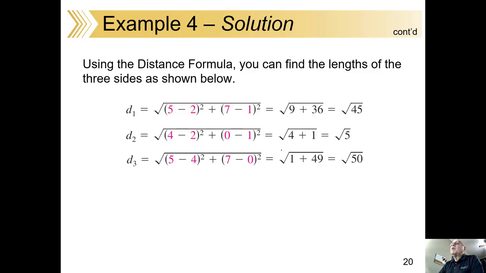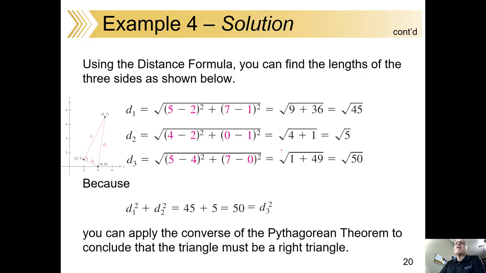So you can set up your equation. D1 squared, one leg squared, plus the second leg squared. When you square them, you get the 45 and the 5. Add those together, you get a 50. Now, drum roll. Is the third one a 50? Well, yes, that's sort of obvious.